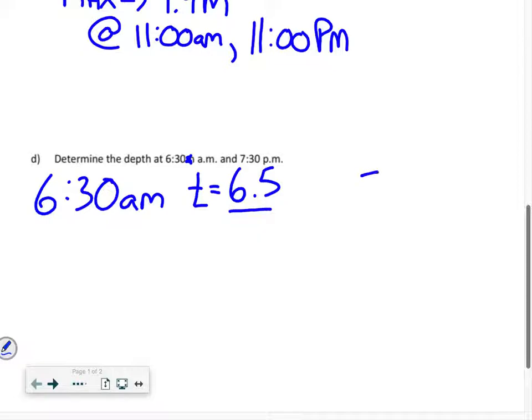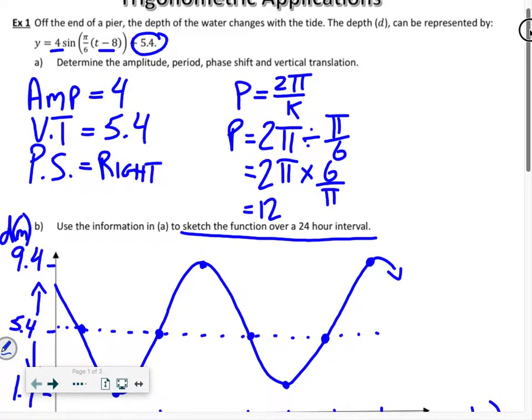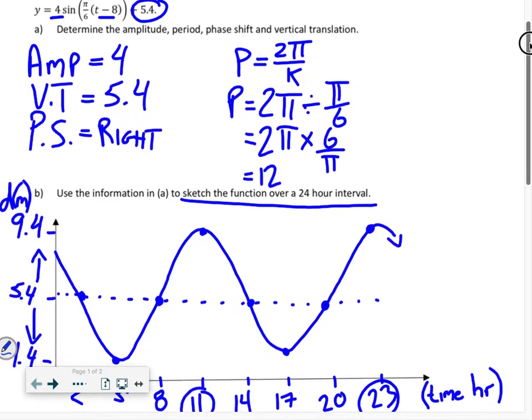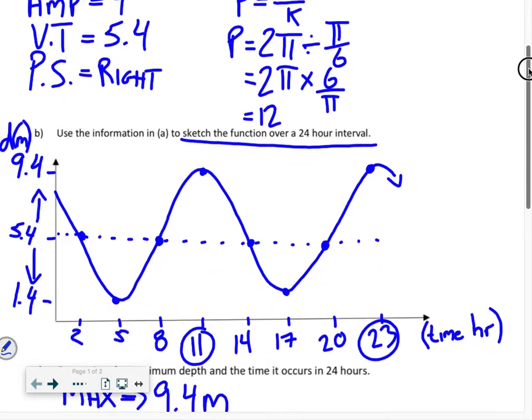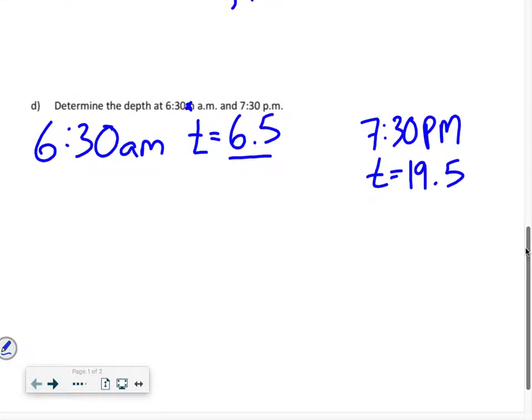At 7:30 p.m., well, 7 hours after noon would be 19. And again, we're going to have 0.5. Okay, and now I just need to sub this into my formula. I'm going to let you do that on your own. I want to see what you're going to get. I've got the answers on the board in the class that you can check tomorrow. But you need to have your calculators in radians or you will get the question wrong.